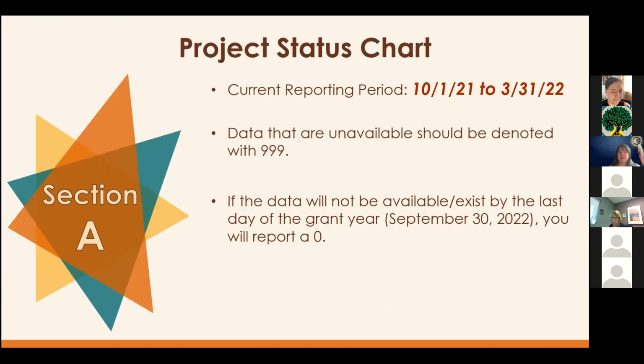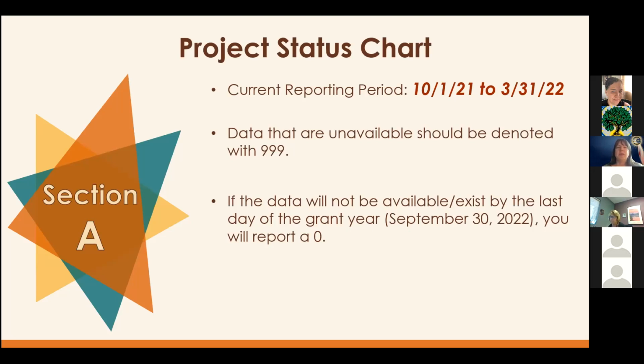So a few reminders about that project status chart in section A. Your reporting period is still October 1 to March 31st of this year. And recall when we were just talking a little bit ago about the cover sheet, we talked about item number 12 and indicating yes or no, depending on whether all your data is included in the APR.